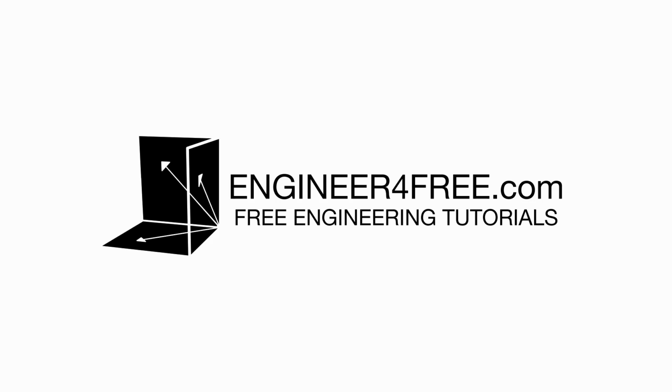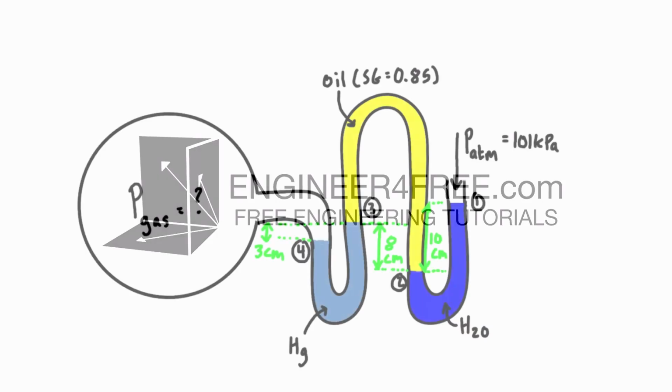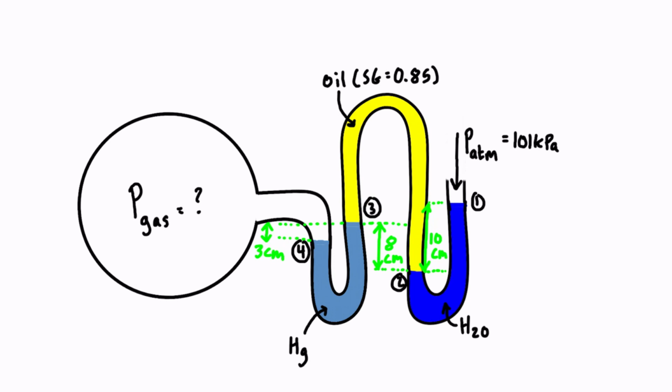Hey, welcome back. We're going to work through another compound manometer problem in this video. What we're looking for is the pressure of the gas here in the chamber. We're given atmospheric pressure of 101 kilopascals, and that's pressing down into the open side into some water, H2O.